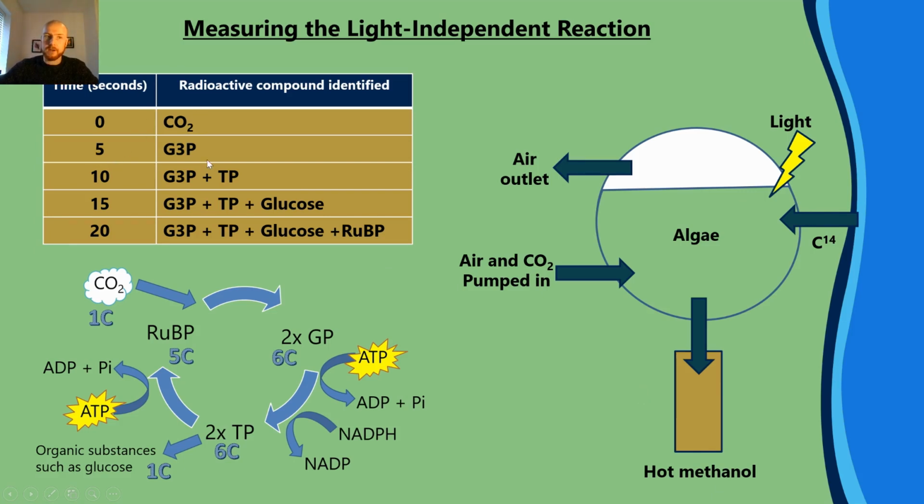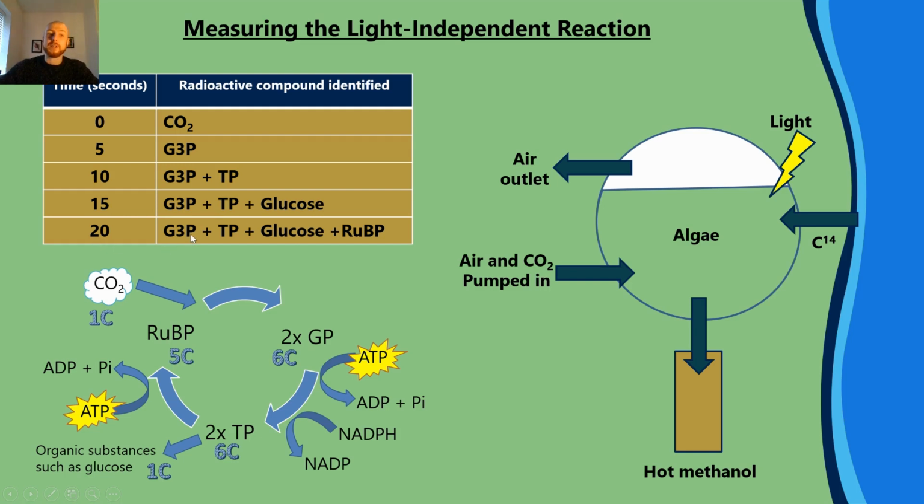Now, after 5 seconds, there was radioactive G3P, which, remember, each molecule of G3P has 3 carbons, so it would have 3 of the carbon-14 carbons within it, and that would have been detected via chromatography. At 10 seconds, there will have been G3P and TP, which stands for triose phosphate. At 15 seconds, there will have been G3P, TP, and glucose.